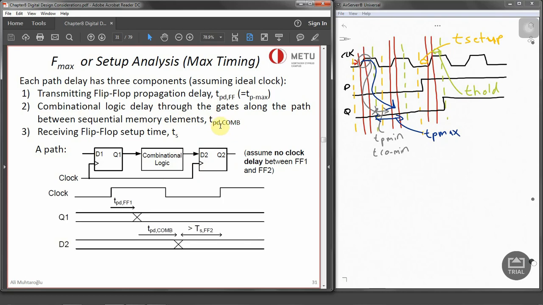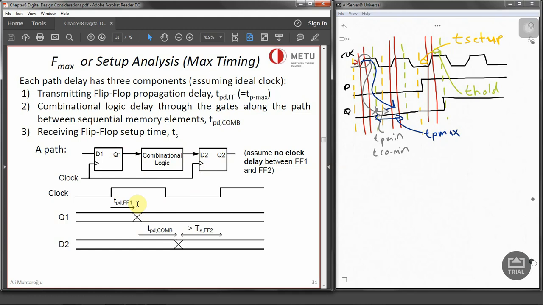This can be shown in the timing waveform as well. When the clock starts on the first rising edge, we'll have the propagation delay of flip-flop 1, so TPD flip-flop 1, which is the maximum in this case. Then we have the combinational logic propagation, because it has to propagate from input to output. Again, we consider the maximum, and that has to be greater than the setup time of flip-flop 2. So this timing has to be ready before the rising edge of this clock.